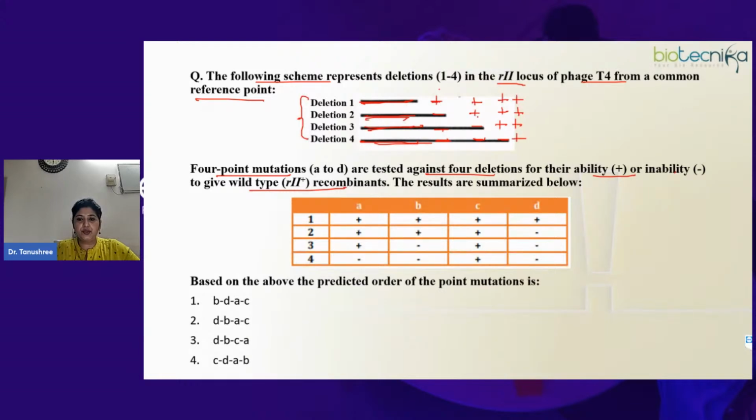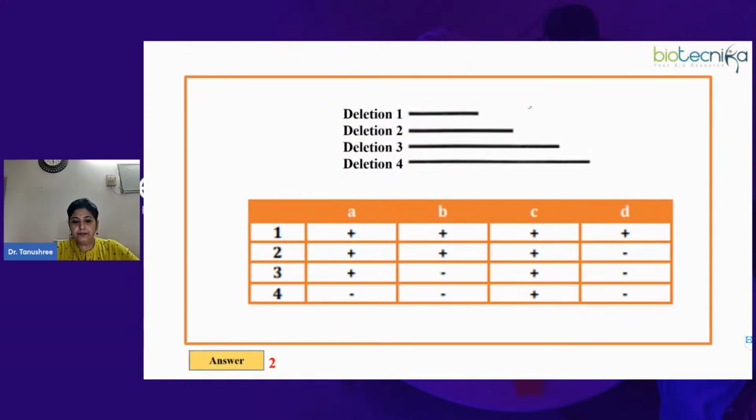Yes, it is option 2. So this could be D, because D has this pattern. Then this pattern is given by B, plus plus minus minus. Then the third one, plus plus plus minus, should be A. And the last one should be resembling C. So DBAC is the answer. Clear to all now? Yes, very good. Everyone has answered it correctly.